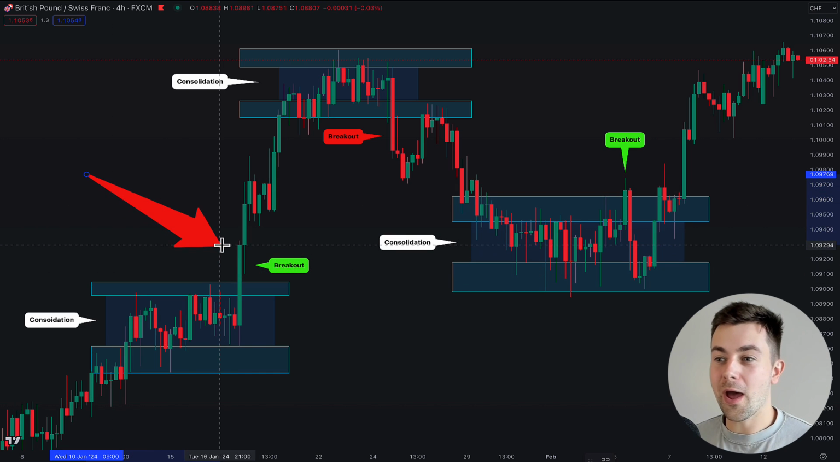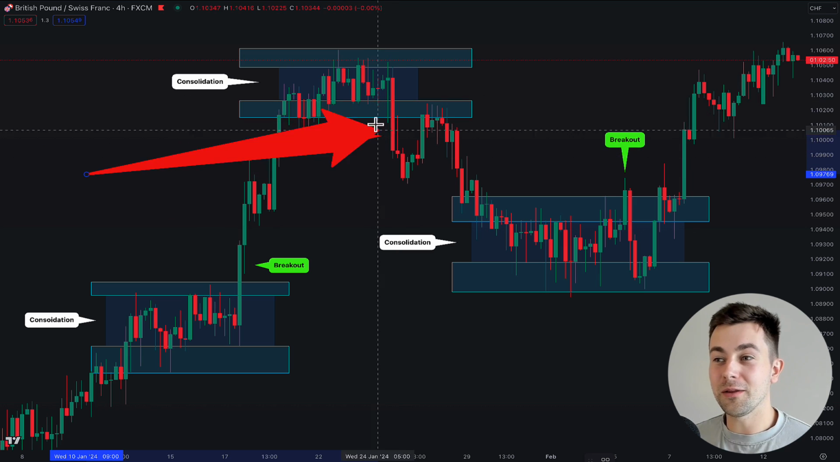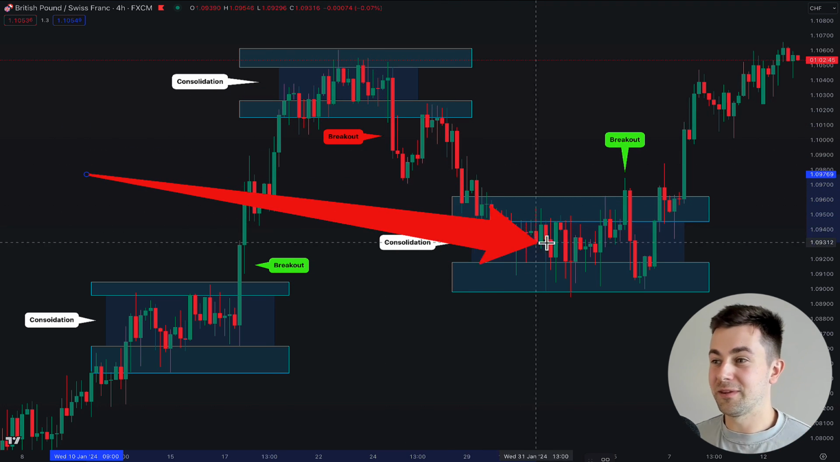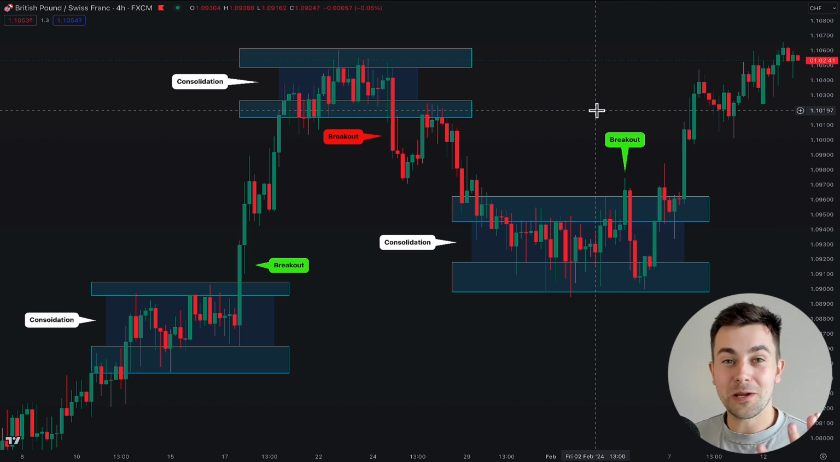Here a bullish violation triggered a strong bullish continuation. Then a bearish violation of the support of the range here triggered a strong bearish movement. And then bullish violation of the resistance of that range initiated a bullish movement on the pair.